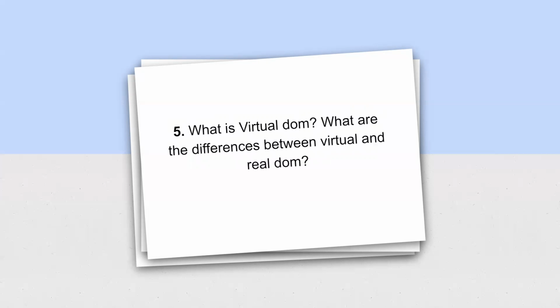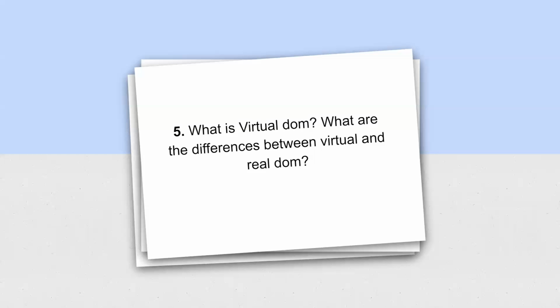What is virtual DOM? What are the differences between virtual and real DOM? Virtual DOM is an in-memory representation of real DOM. The representation of a UI is kept in memory and synced with the real DOM. It is a step that happens between the render function being called and displaying elements on the screen. This entire process is called reconciliation.